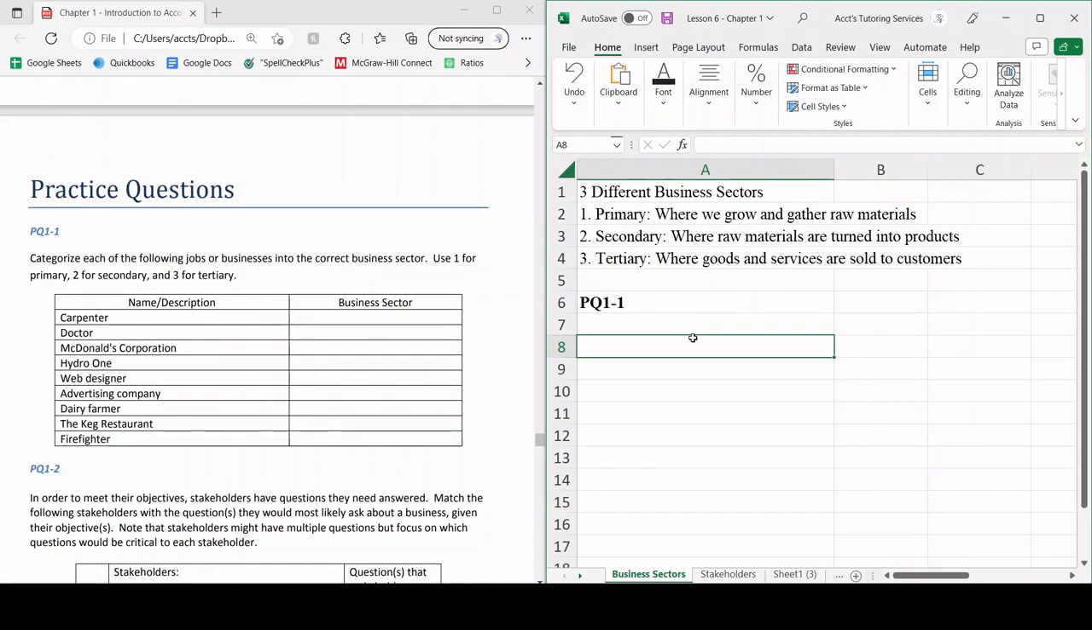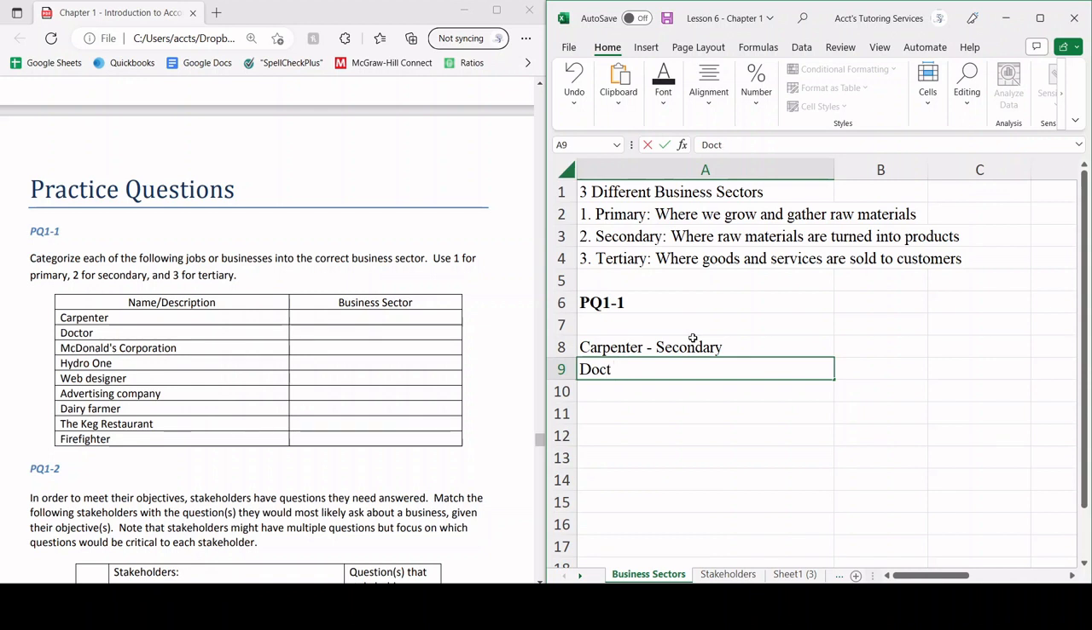So let's dive straight into a question to explain this much better. The first question we're going to do is PQ11. Categorize each of the following jobs or businesses into the correct business sector. Use 1 for primary, 2 for secondary, and 3 for tertiary. The first one is carpenter. The carpenter is going to fall within the secondary market. Essentially, they take the raw materials and they perform the actual service, right?